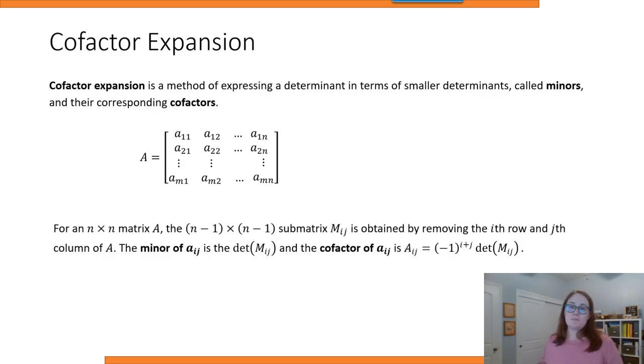So, for example, if I wanted to cross out the first row and the first column, the submatrix I would get would be M11. The determinant of that matrix is the minor. And if I take that determinant and multiply it by -1 to the i plus j, I get the cofactor.